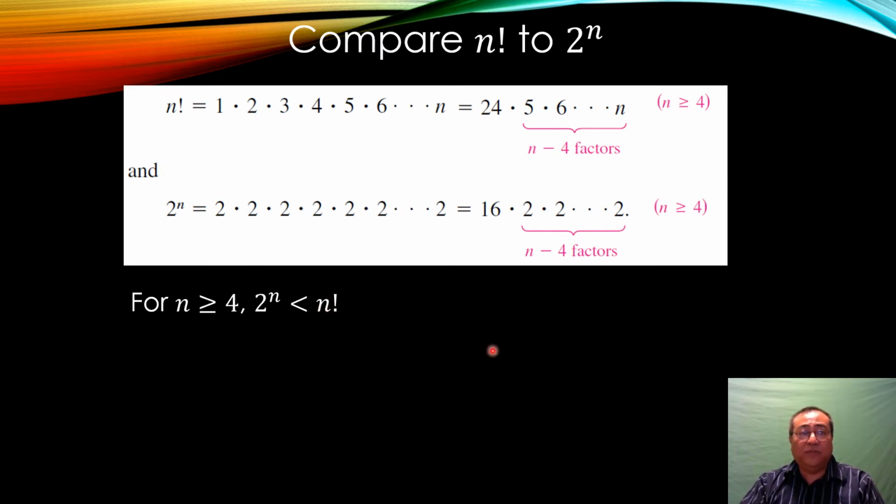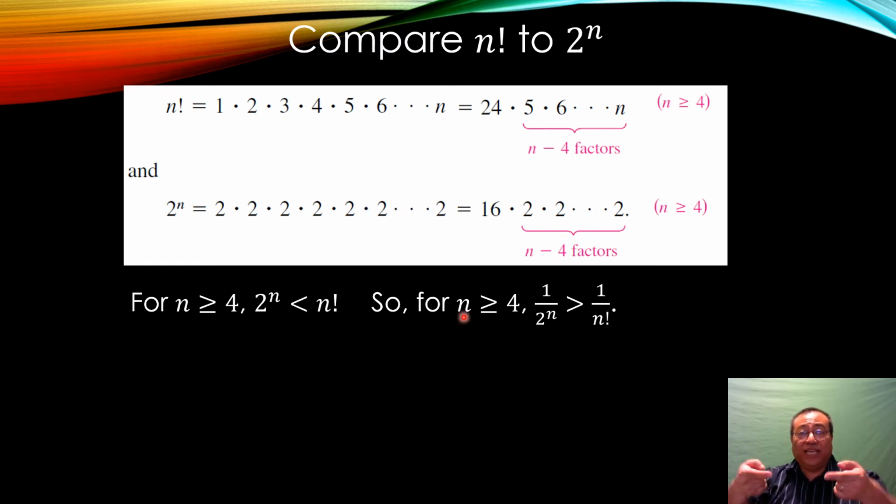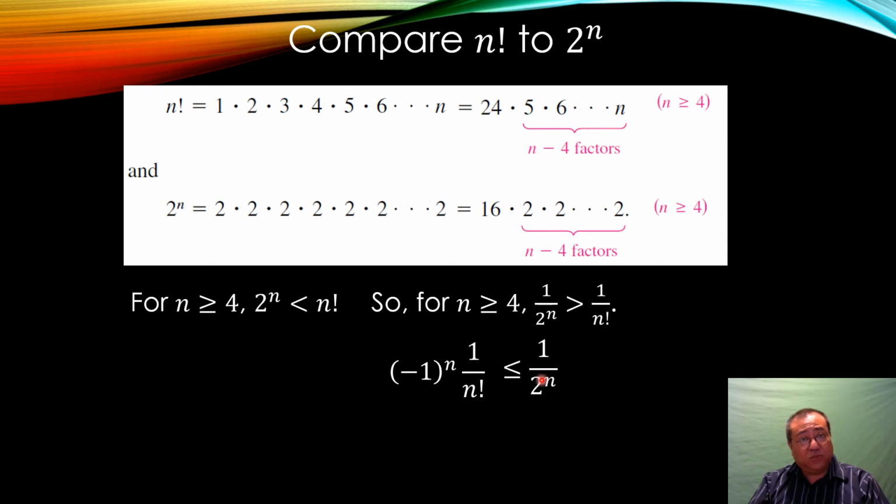Now, why do we care about it being less than n factorial? Because if we take the reciprocal, we're flipping it. Remember, whenever we take the reciprocal of an inequality, the inequality changes directions. So if I take the reciprocal of 2 to the n, it makes it 1 over 2 to the n, and the reciprocal of n factorial is 1 over n factorial. The less than becomes a greater than. So the negative 1 to the n version of 1 over n factorial is going to be less than 1 over 2 to the n, the positive version, but greater than the negative version.